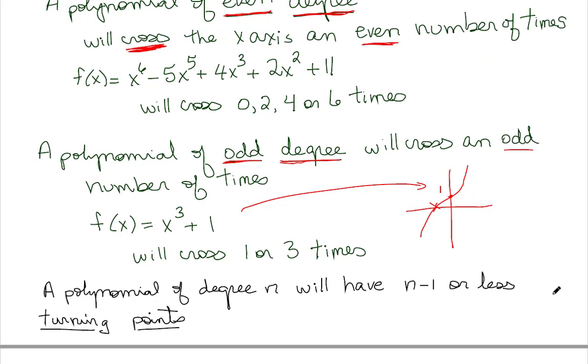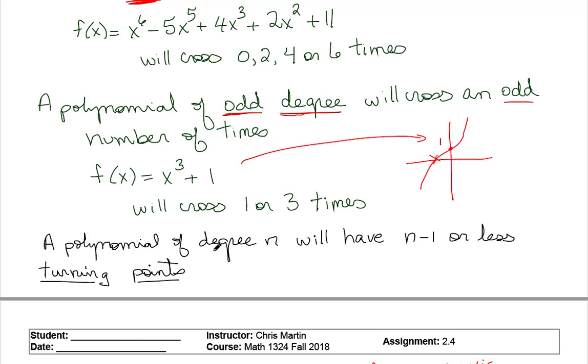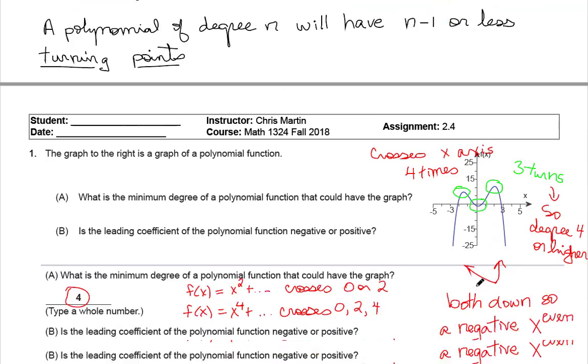What else can we say? And that is a polynomial of a particular degree, n. So for example, x cubed has a degree of 3, x to the sixth has a degree of 6. Now, a polynomial of a degree n will have n minus 1 or less turning points, places where it turns around, it goes the other way.